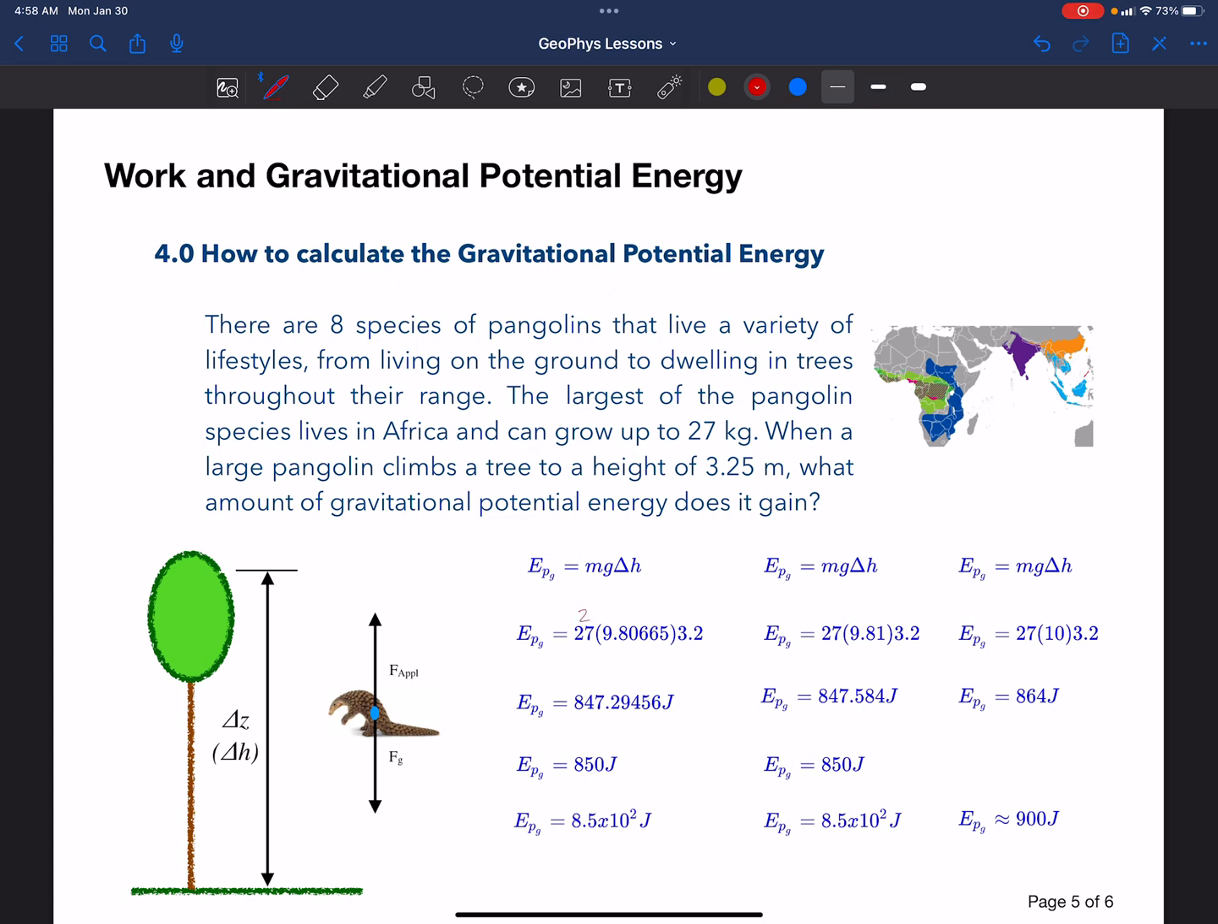Now we have to decide, how are we going to round this? Well, the 27 has 2 digits, our constant has 6, and the 3.2 has 2 digits. So we can only express this to 2 digits. The 7 would cause the 4 to round up, which gives us 850 joules. So that's the biggest part of doing the calculation.